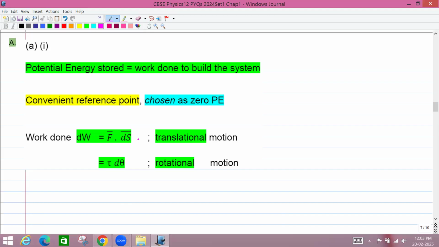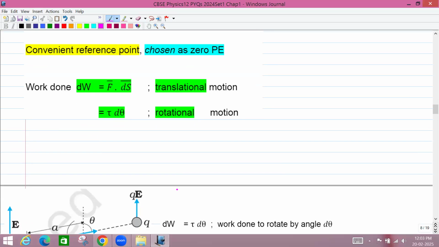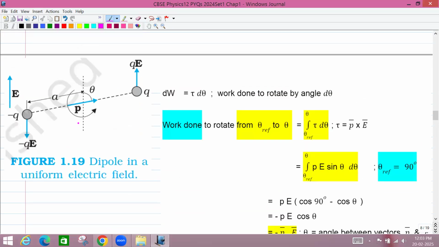So Newton meter. Torque is r cross F, so Newton into meter, and theta is radians. So again, this is Newton meter. Radian is considered as dimensionless. So unit of this and this are same. So this is a dipole, -q and +q separated by distance, and the electric field is vertically upwards.